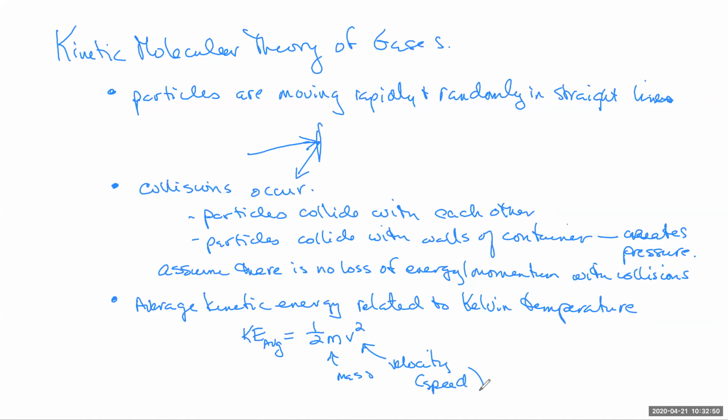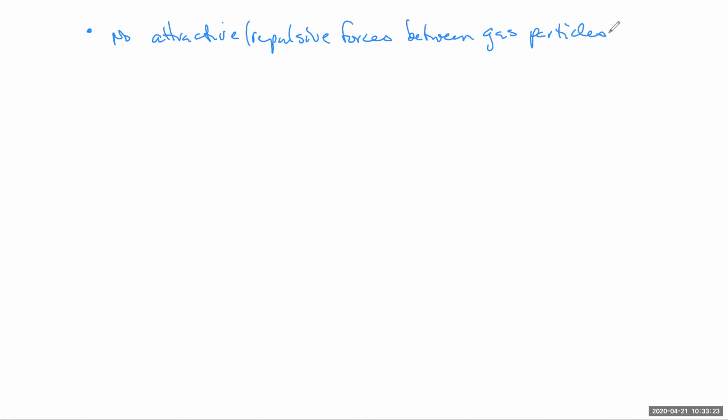So if a particle's at a higher temperature, they should be moving faster on average. If you're at a lower temperature, the particles should be going slower. So that's the first 3 going on. Kinetic molecular theory says that for gas particles, there are no attractive or repulsive forces between the particles. So the particles really move independent of each other. They're not attracted to each other and they're not repelled by one another.